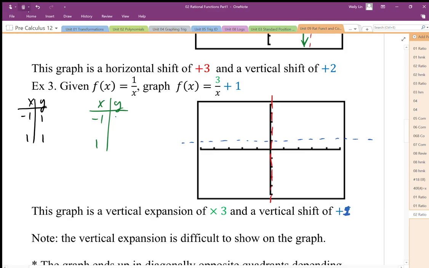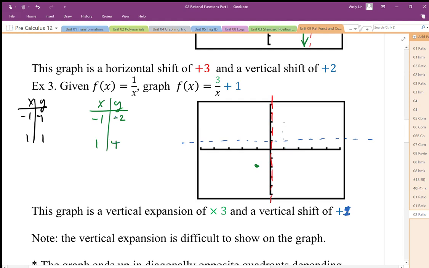Sorry, this should have been -1. So ×3 + 1 is going to give us -2. And for 1, ×3 + 1 gives us +1 (4). So there's my references. At -1, I'm going to go 2 down. So a point right there. 1 over, and 4 up.